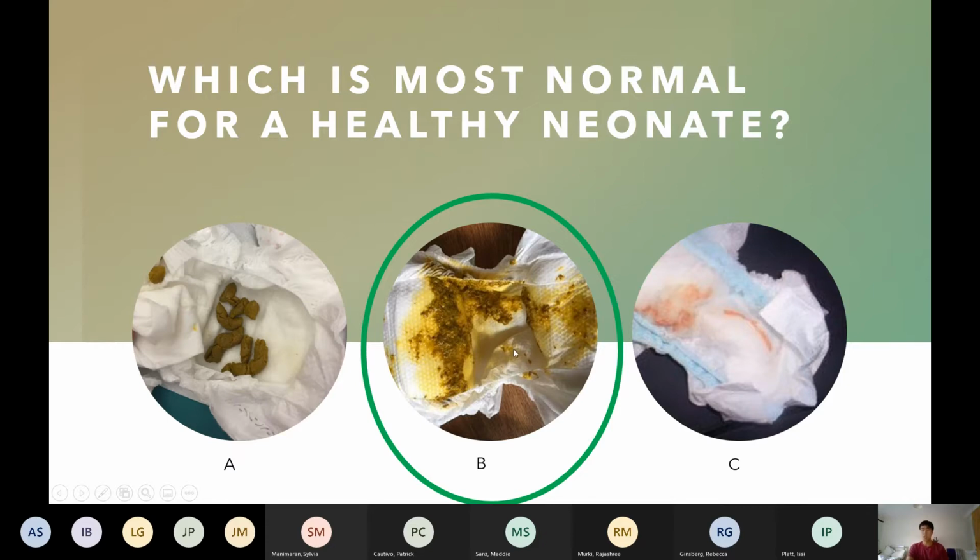It's often described as chicken curry-esque. Sorry if any of you are having a takeaway tonight, but yeah, chicken curry coloured, loose, pasty stools is very normal for a neonate, given their diet is pretty much liquid.